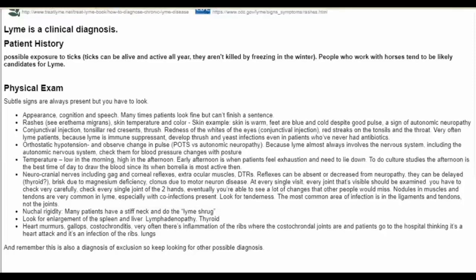Now, there can also be heart murmurs and gallops, and people can think that they're having a heart attack, and that can be due to something called costochondritis. It's an inflammation of the ribs where these costochondral joints are in the patient, and it feels like a heart attack, right? But it's not. It's an inflammation in those particular joints. The doctor checks to see if there's infection there. It can affect the lungs.